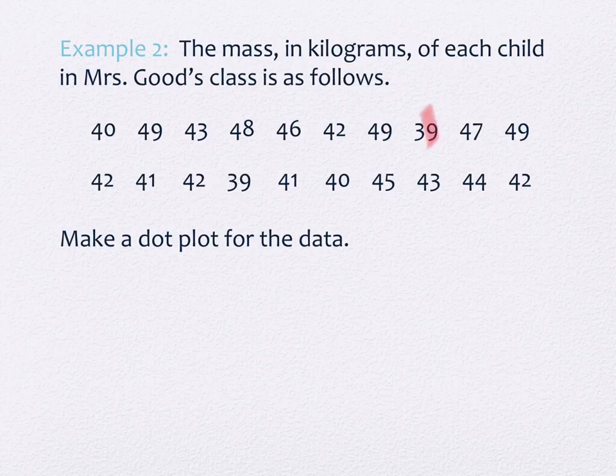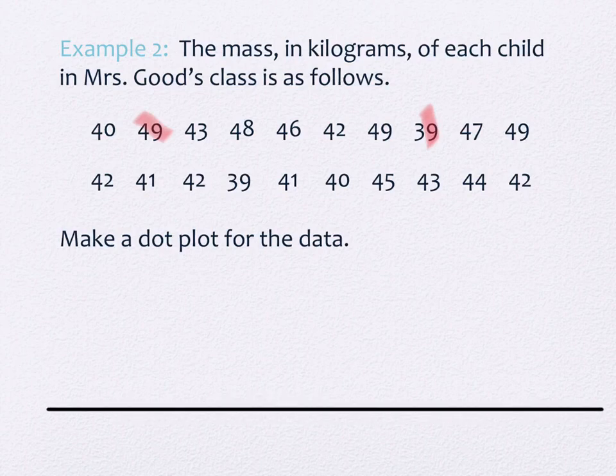39. And our largest? 49. Okay, so as we're drawing this, we're going to draw a horizontal line. And on our horizontal line, we're going to start with the smallest value. That's the 39 we just had. And we're going to make a hash mark along this horizontal line at every increment value.